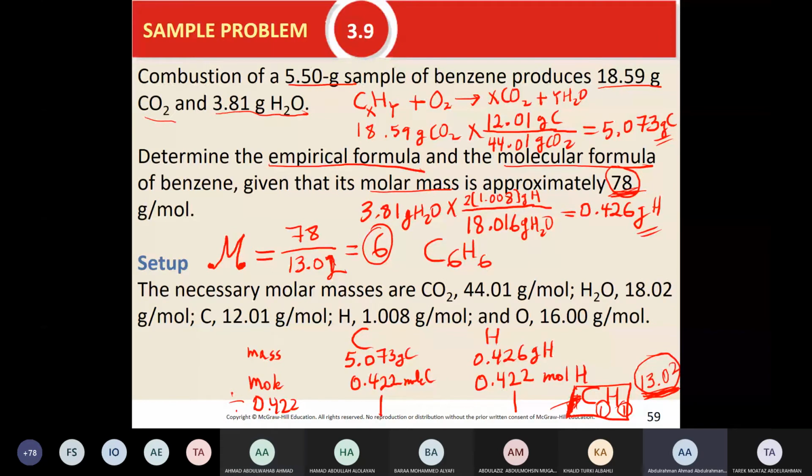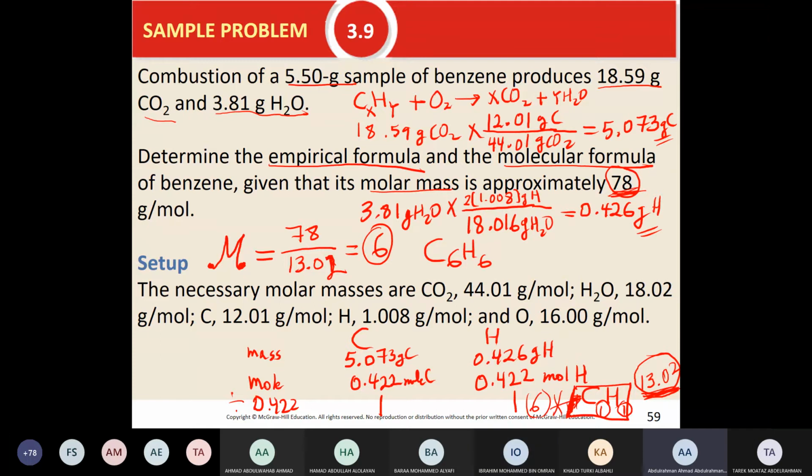Okay, 13.02. So you divide 78 by 13.02 and it becomes 6. So for the molecular formula, I multiply whatever is here times 6. So it is C6H6. Is this easy? Mr., the empirical formula will be CH, right? Yes, the empirical formula is CH, not C6H6. The molecular formula is C6H6.